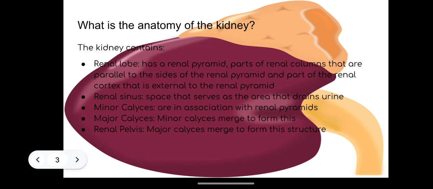Alright, now what is the anatomy of the kidney? The kidney contains a renal lobe. This renal lobe has a renal pyramid and parts of renal columns that are parallel to the sides of this renal pyramid. And it is also part of the renal cortex, which is external to the renal pyramid. And then it also has a renal sinus, and this space serves as the area that typically drains urine.